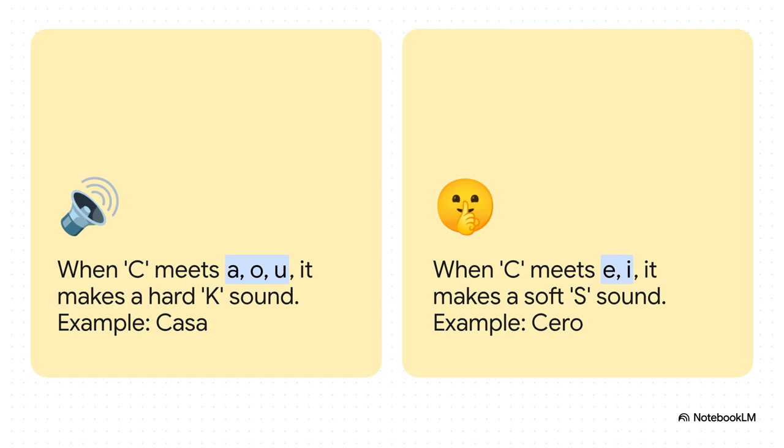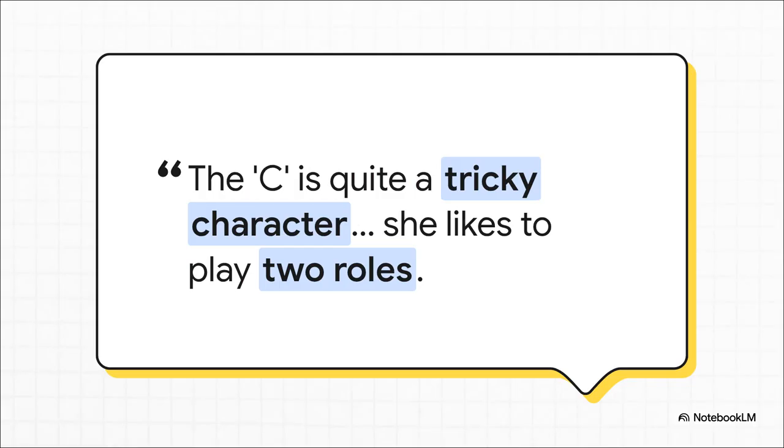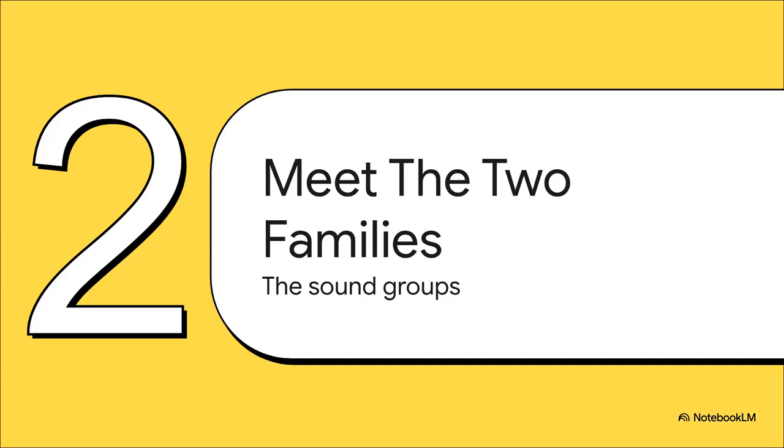It's really that simple. I love this way of thinking about it from our source material. The C is a tricky character that likes to play two roles. If you give the letter a little personality, it actually makes the rules so much easier to remember, doesn't it? Now, to take this one step further, let's imagine that the letter C belongs to two different sound families. It's got one team of letters it hangs out with to make the K sound and a completely different group for the S sound. Let's go meet them.